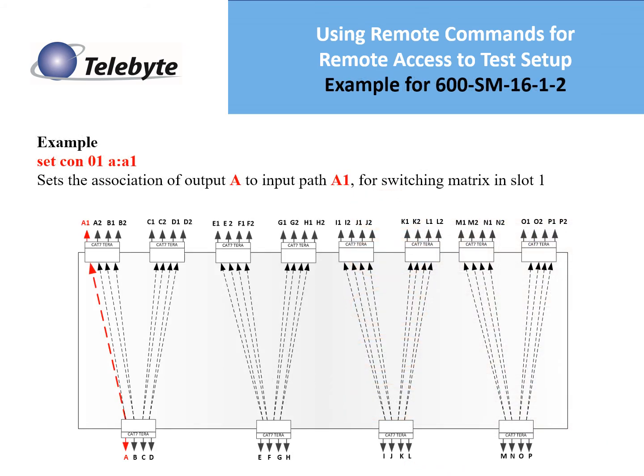Here's an example of remote commands for the 600 SM16 1x2. In the example, the lines shown in red are illustrating setting a connection in slot 1 for output A and associating that with input A1. A1 is the location of the CPE. Here we see the same command used, except in this case we have output A now associated with input path A2 and the CPE to which it is connected.